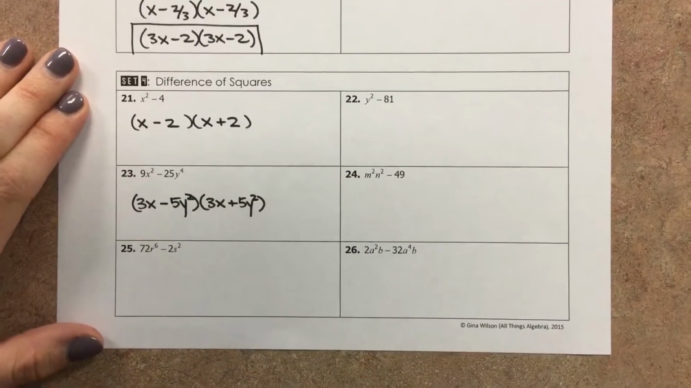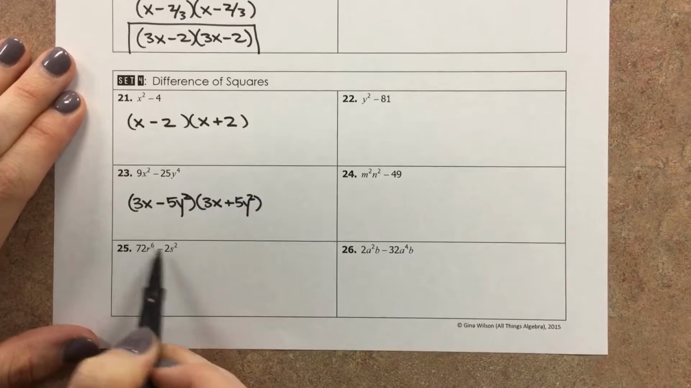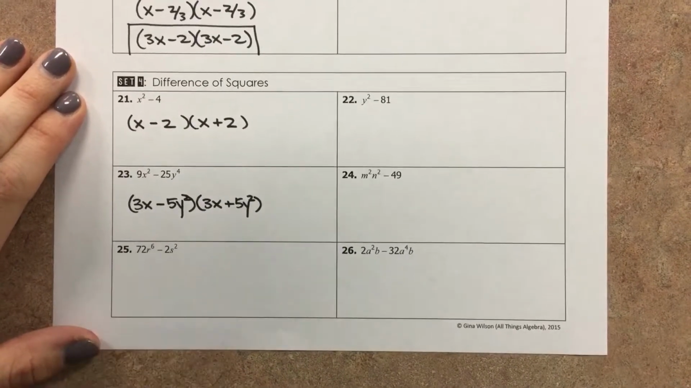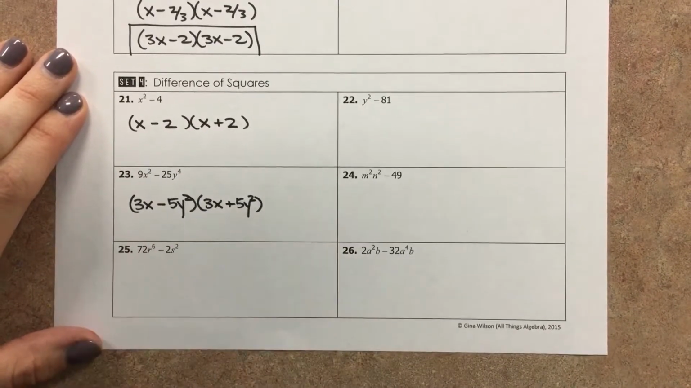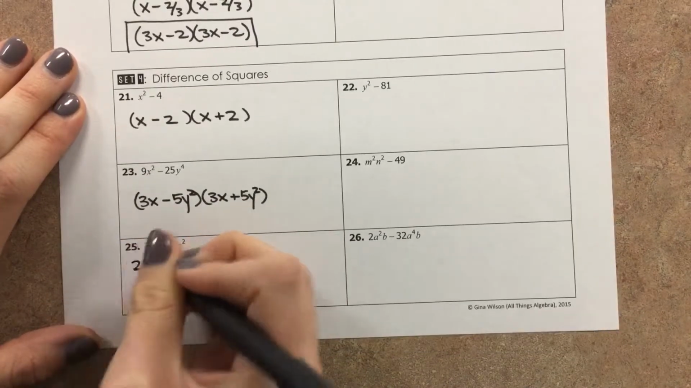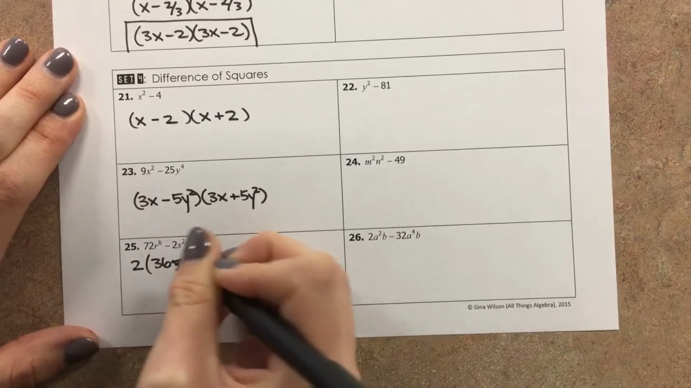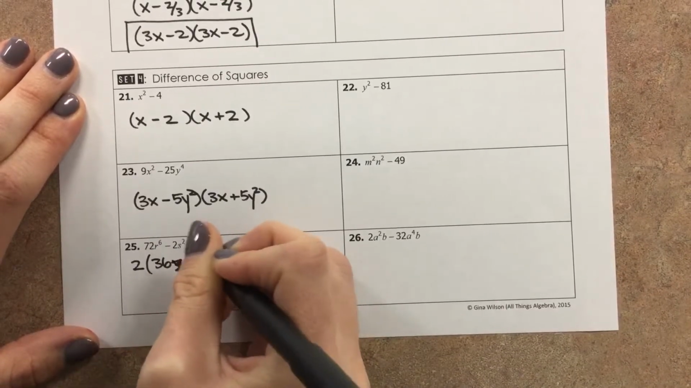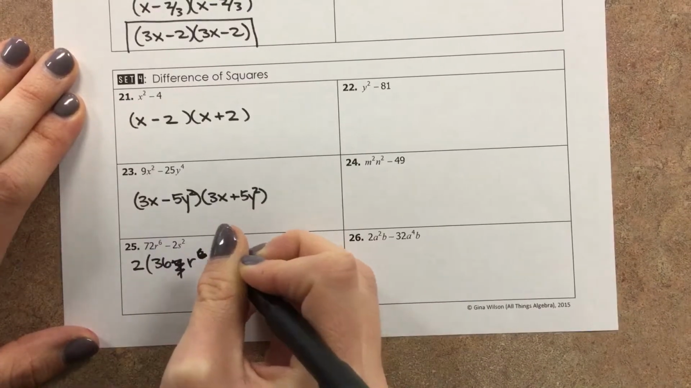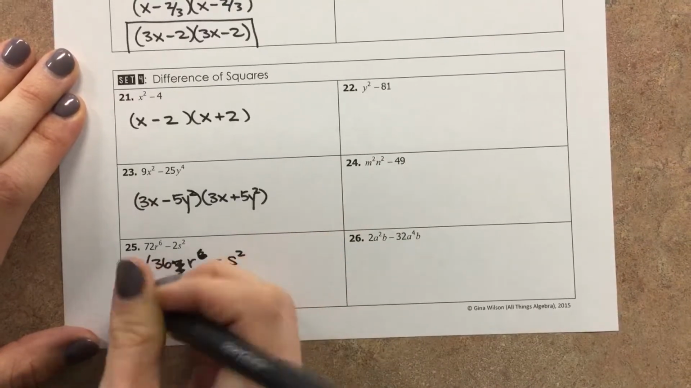One last one here. So these aren't perfect squares. The reason they're not perfect squares yet is because this actually has a GCF. So the 72 and the 2, you can factor a 2 out from both of them. Then we have 36, whoops, not y, don't know where that came from. Sorry, r to the 6th minus just an s squared. I'm gonna try that again.